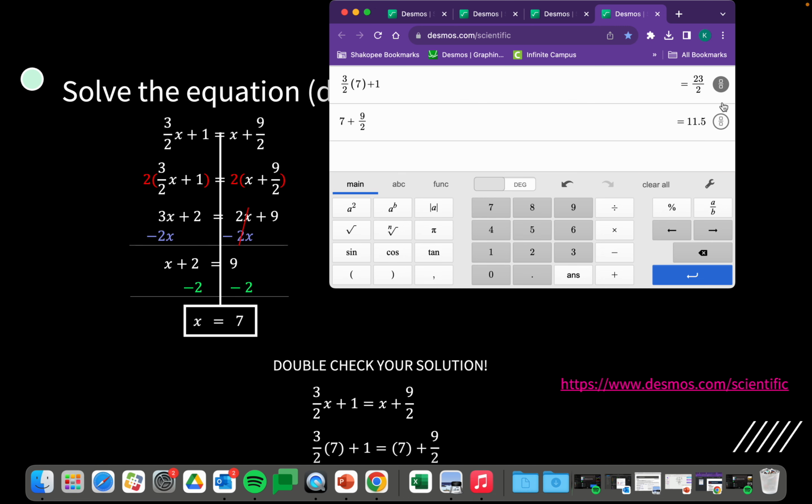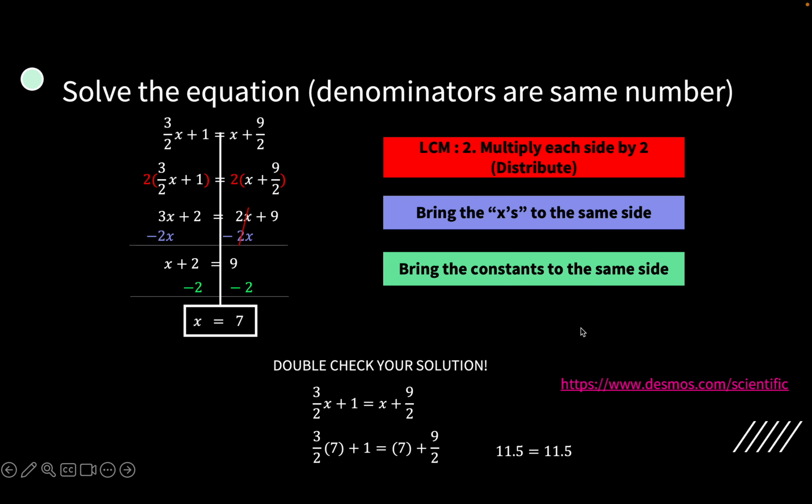Now, on this scientific calculator, here's the nice part. If you wanted to put it as a fraction, that's what it looks like as a fraction. And we can return it back to a decimal. So we get 11.5 on both sides, means this solution checks out.